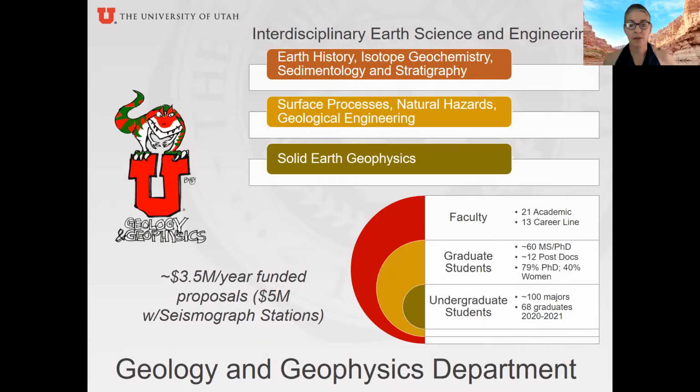Some of the key overarching programs, perhaps of most interest to this group, include Earth history and paleontology, geochemistry, and sedimentology and stratigraphy. We also have a very active surface process and hazards group, including a fully accredited geological engineering degree program, and a longstanding and well-known solid earth geophysics program, including the University of Utah Seismograph Stations, which is a major regional earthquake monitoring network. With the seismograph stations, our department's grants and proposals and expenditures are around $5 million a year.